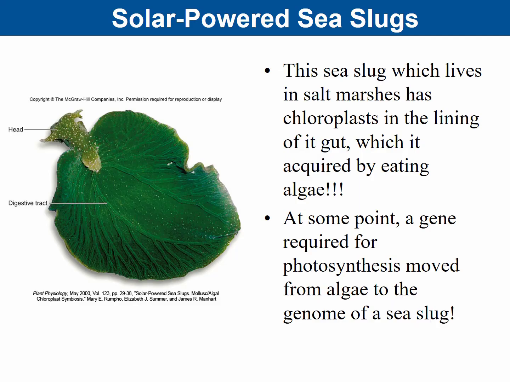And so again, when we think of plants and animals, plants we typically say are autotrophs. Animals are going to be heterotrophs. But there are in fact some animals that can also be photoautotrophs. An example of this was that scientists actually discovered a solar-powered sea slug. This particular sea slug, which lives in salt marshes, has chloroplasts in the lining of its gut. It acquired this by eating algae. And at some point, a gene required for photosynthesis moved from the algae into the genome of the sea slug.